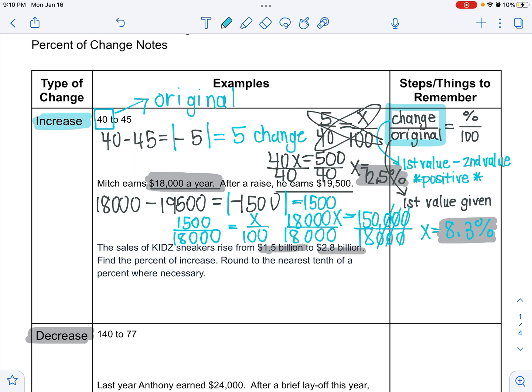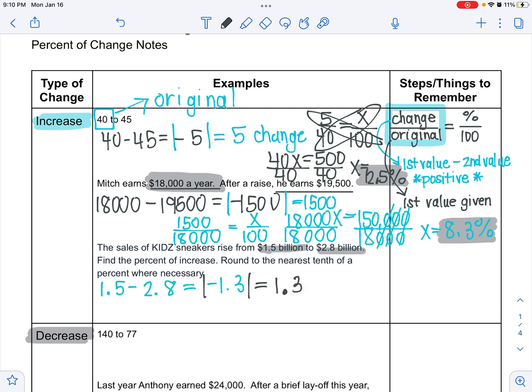We want to find the percent increase. So the first thing we have to do is find our change. So 1.5 minus 2.8, and I can do that on my calculator. That's totally fine. Minus 2.8 gives you negative 1.3. Remember, change can only be positive, so we can take its absolute value to find its positive. So 1.3 is our change.